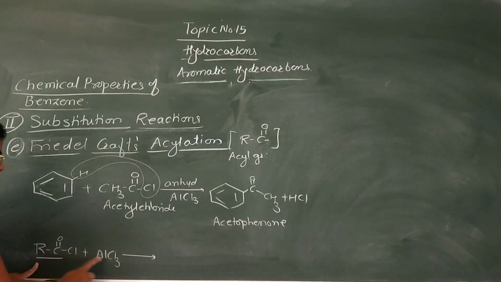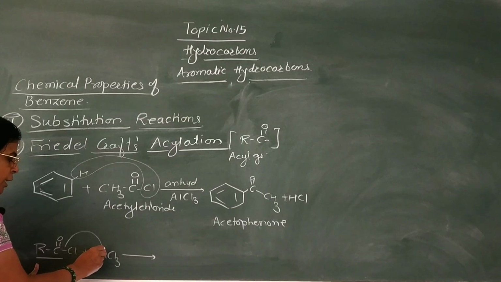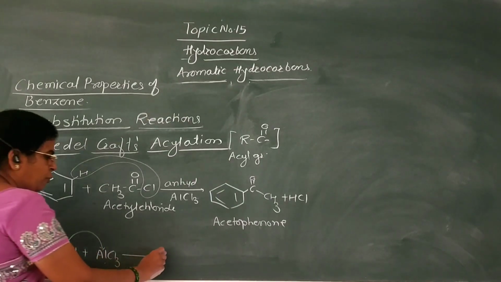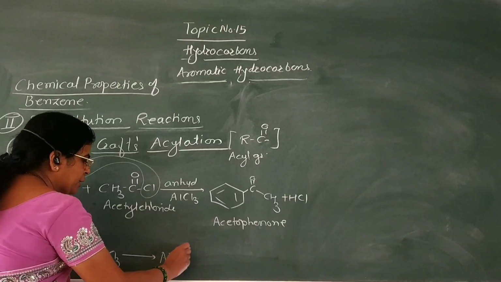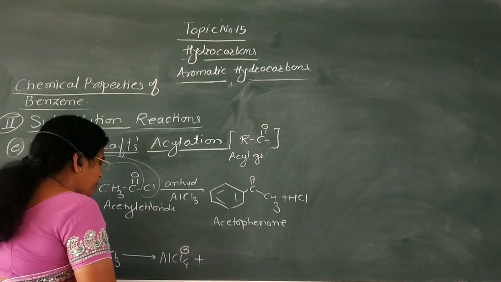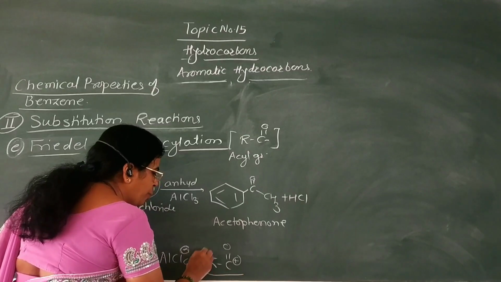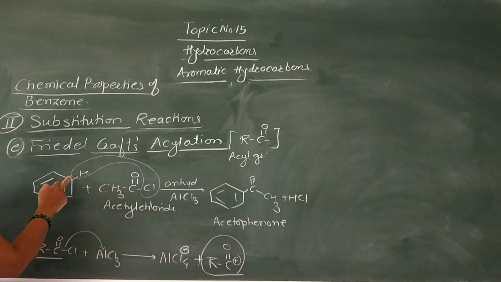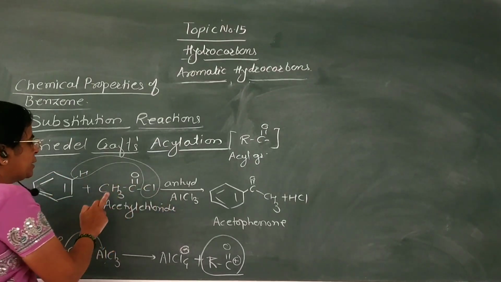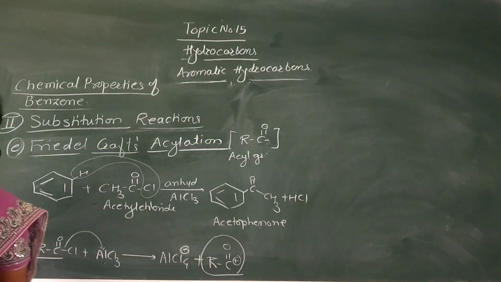Now this is acyl chloride and this is aluminum chloride. When the reaction between anhydrous aluminum chloride and acyl chloride takes place, the chlorine gets attached to AlCl3 to form AlCl4- plus RCO+. This acyl group acts as an electrophile, and electrophilic substitution takes place. One hydrogen atom from benzene is replaced by this acetyl group to form acetophenone.